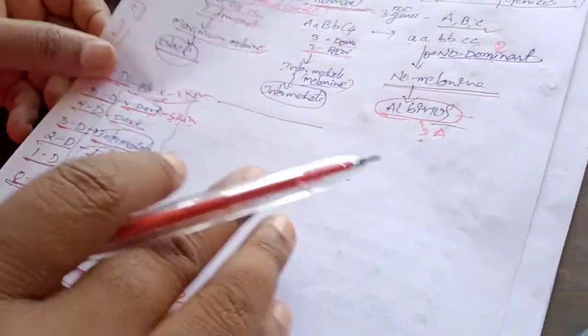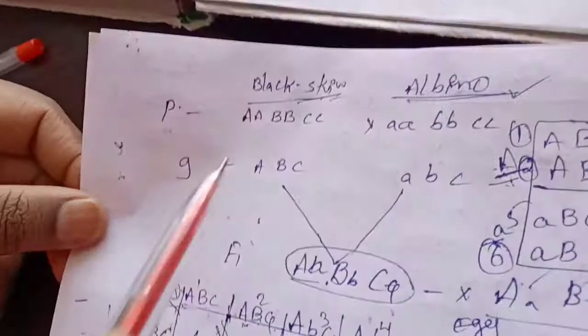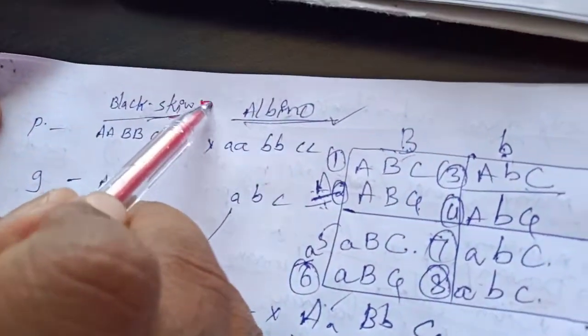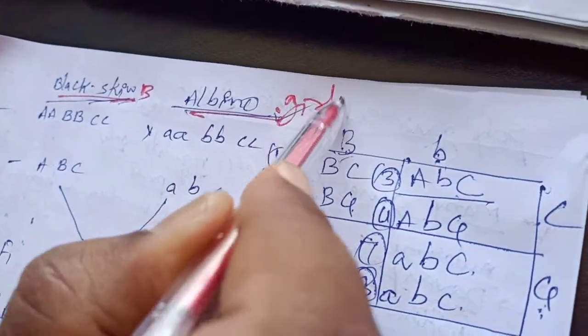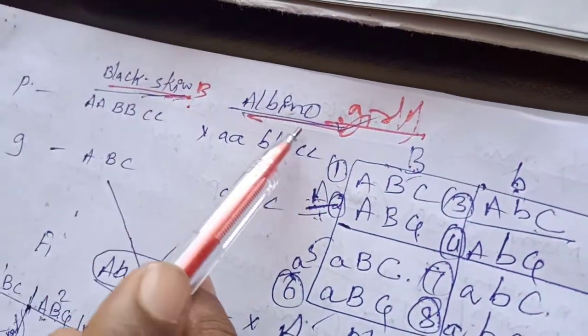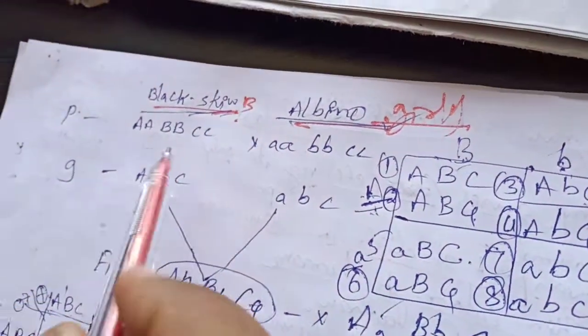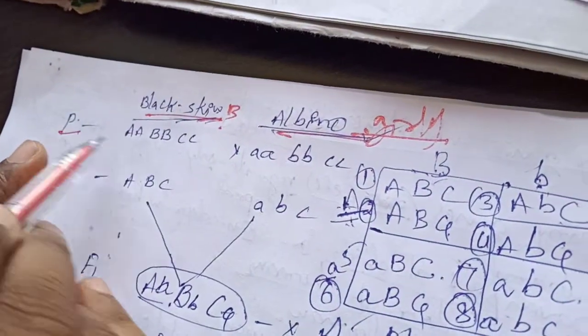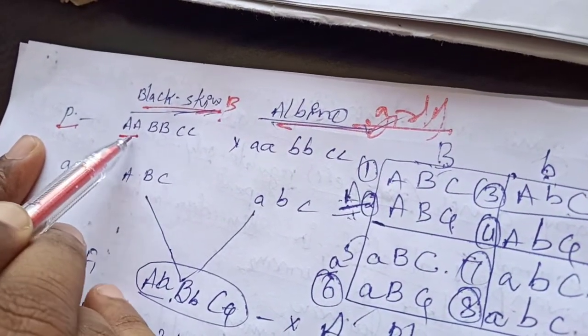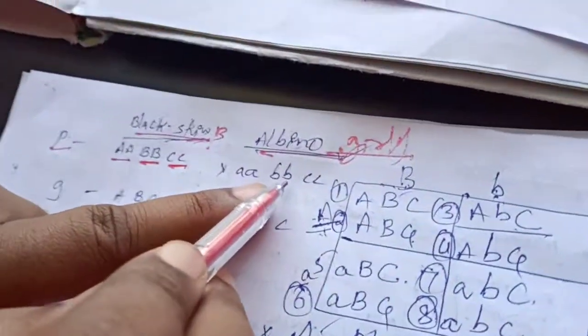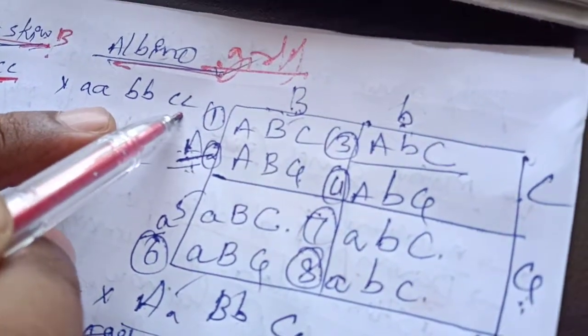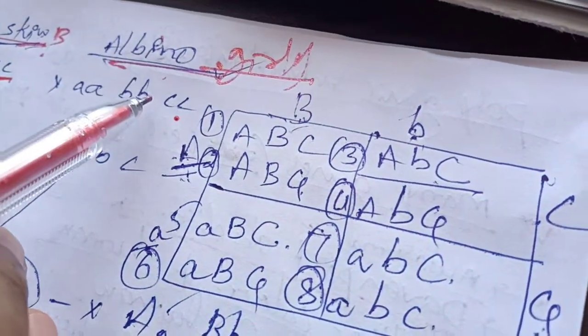Now we will discuss this trihybrid cross. Suppose a black skin boy is marrying an albino girl. See here, P is the parents. Capital A, capital A, capital B, capital B, capital C, capital C for the black skin boy. Here small a, small a, small b, small b, small c, small c are the gametes I took, for the albino girl.